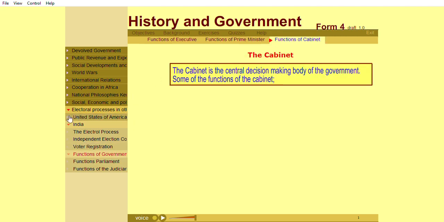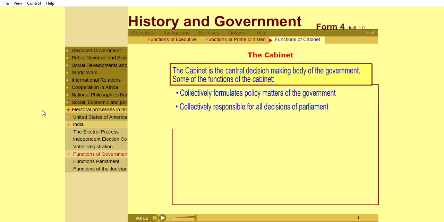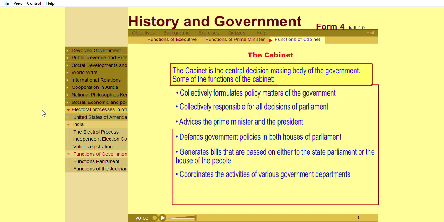The cabinet is the central decision-making body of the government. Some of the functions of the cabinet are: collectively formulates policy matters of the government, collectively responsible for all decisions of parliament, advises the prime minister and the president, defends government policies in both houses of parliament, generates bills that are passed on either to the state parliament or the house of the people, coordinates the activities of various government departments, and oversees the execution of government policies.